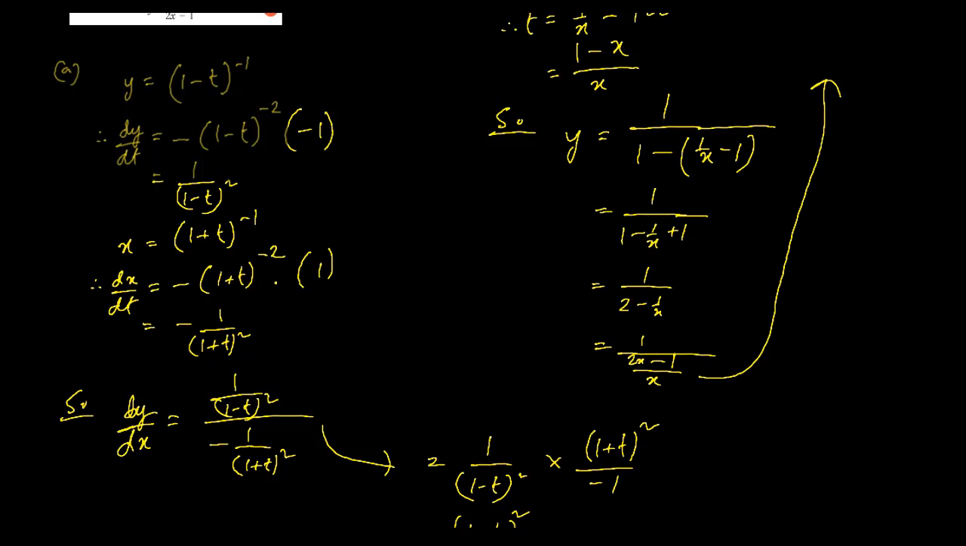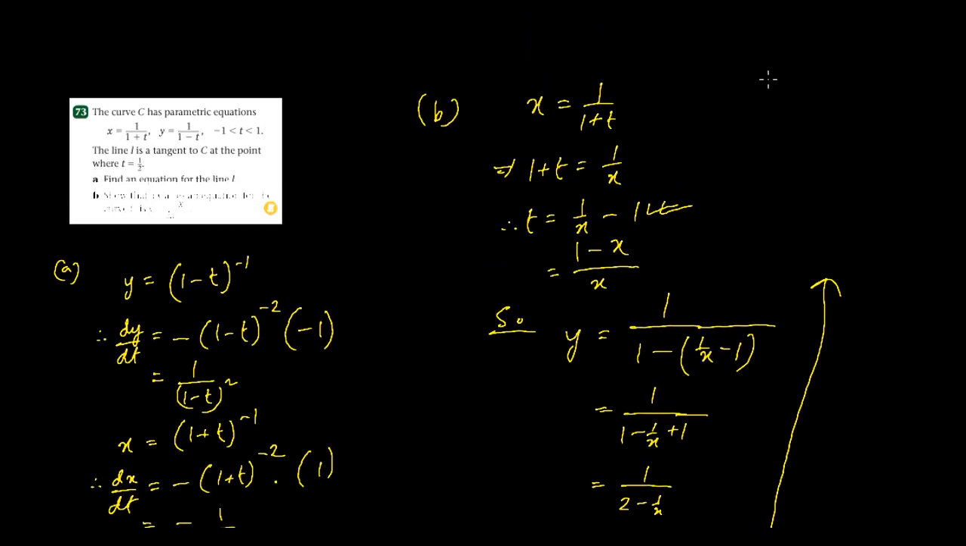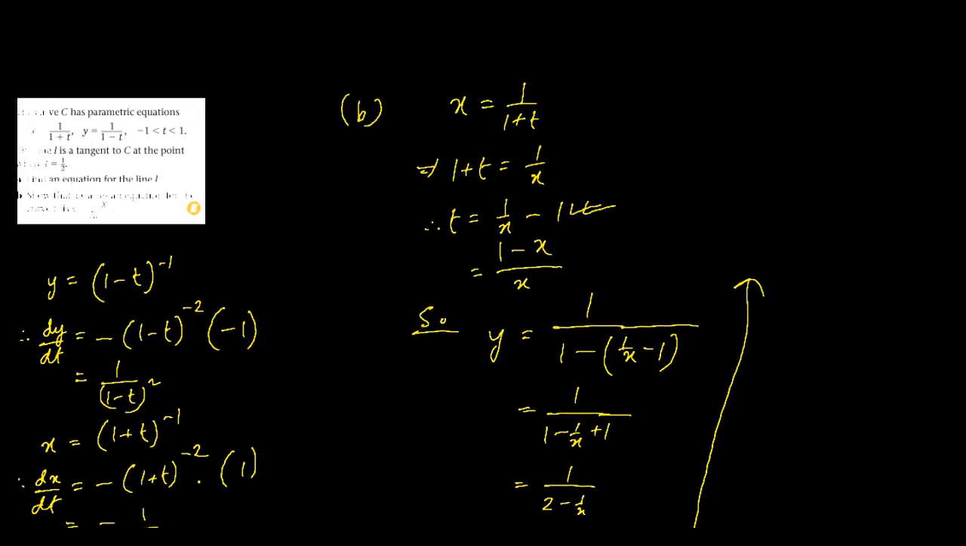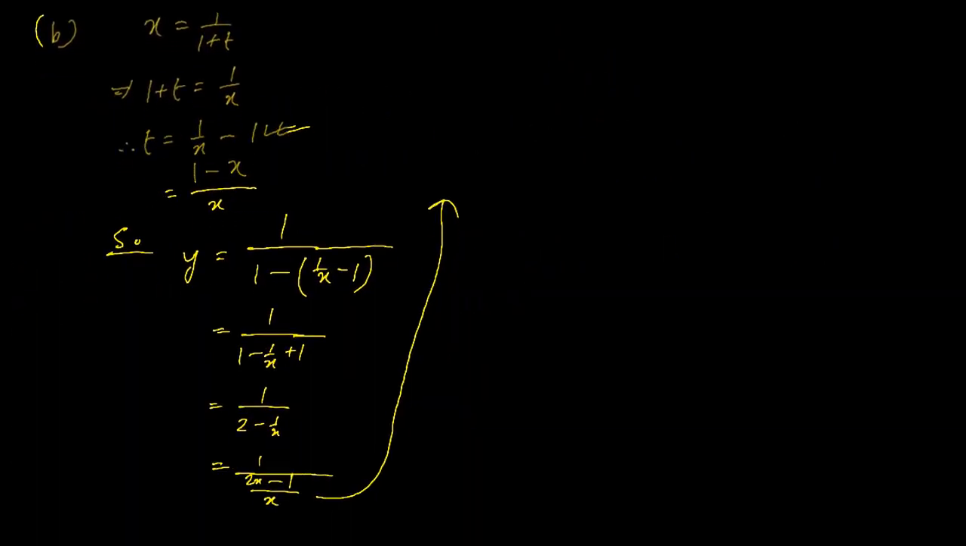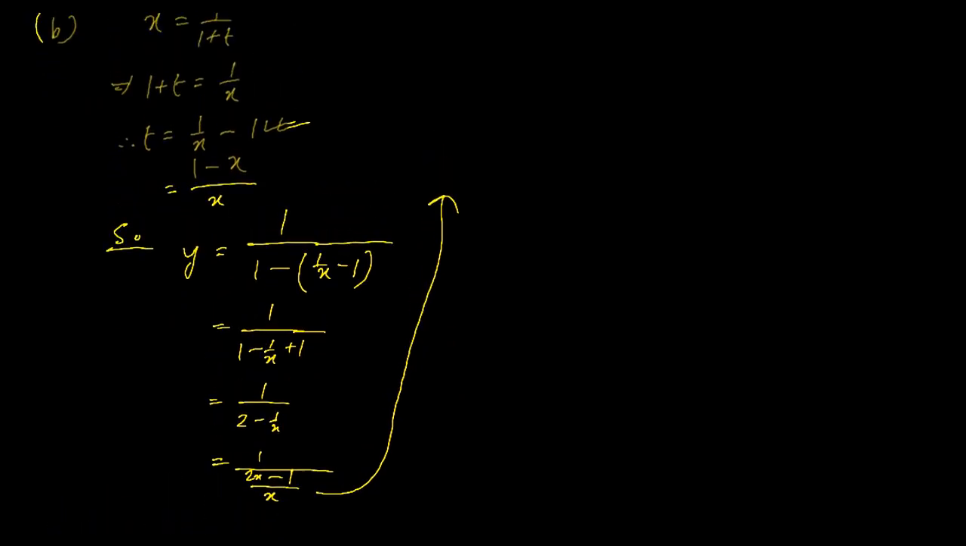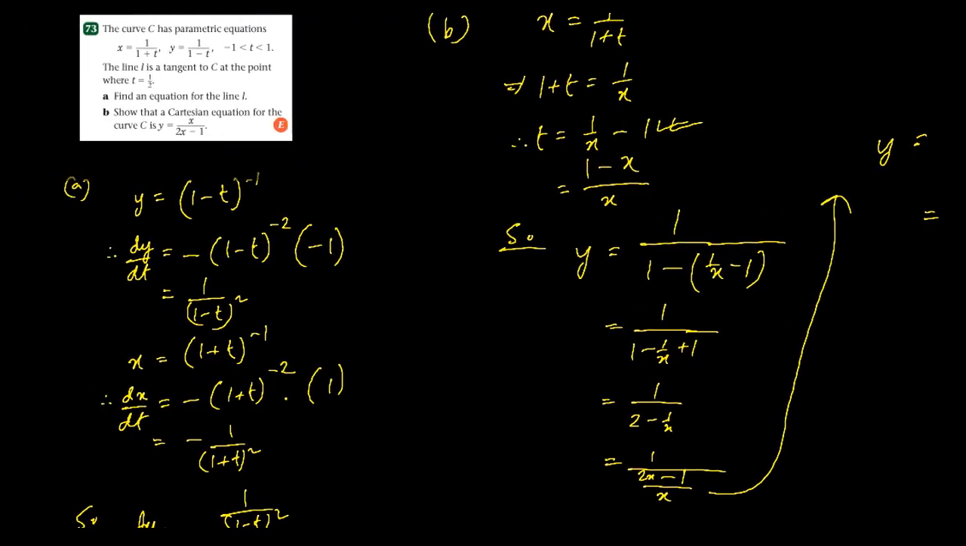Let me do the sum here. Okay, so y equals 1 by 2x minus 1 divided by x. If I do the reciprocal, it would be x divided by 2x minus 1. I think this is it. So y equals x by 2x minus 1. So that's the Cartesian equation.